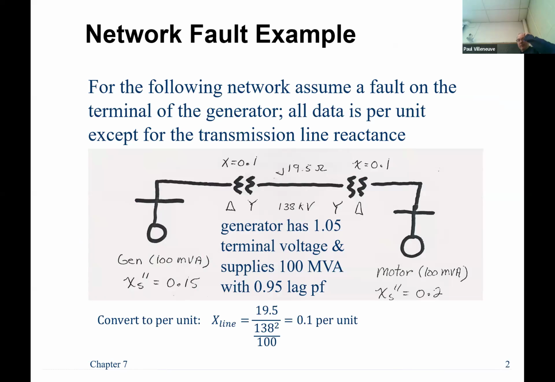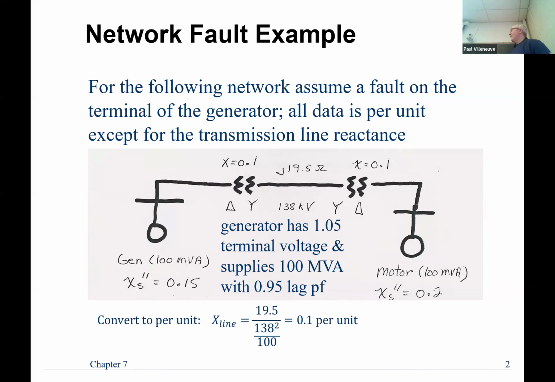All right, so let's take a look at a pretty simple example. We have a system here with a motor and a generator, and a transmission system with two transformers and a line between them. The delta-Y and the Y-delta do not matter to us at this point, but they will very shortly, when we actually have to keep track of those for ground faults.